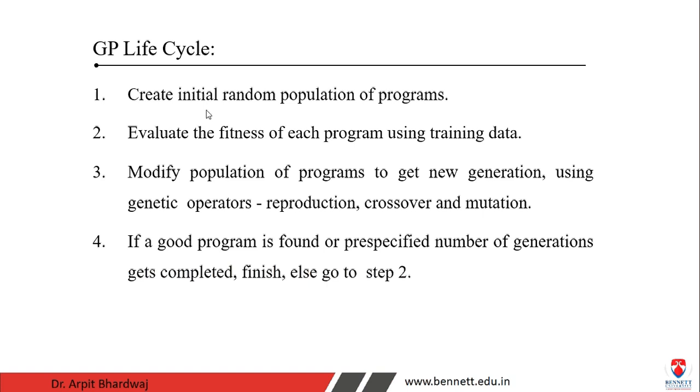After the second step, the initial population of the genetic programming life cycle is created. And then we apply genetic operators like reproduction, crossover, and mutation to modify the population of programs to get a new generation. Then we terminate the genetic programming life cycle if a good program is found or we reach the total number of generations. Else, we go to step 2.